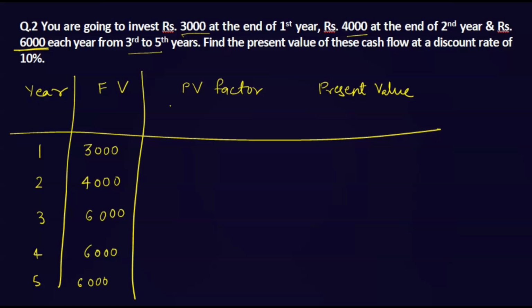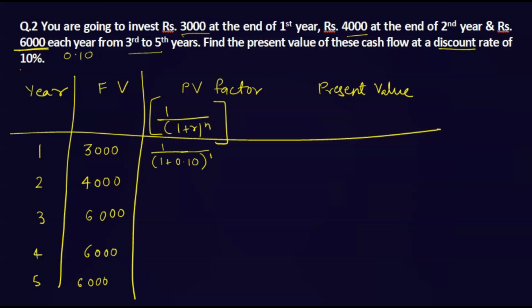How can we calculate it? It is 1 divided by (1 plus r) to the power n. This is the PV factor. Okay, 1 divided by (1 plus r) to the power n. Like this we can find it. So r is the discount rate, given as 10%. 10% means 0.10. So here r will be 0.10. So that means 1 divided by (1 plus 0.10) to the power n.